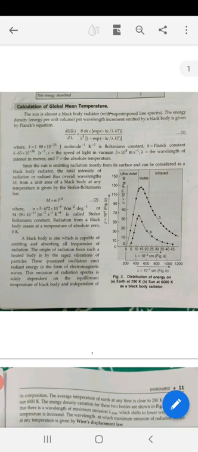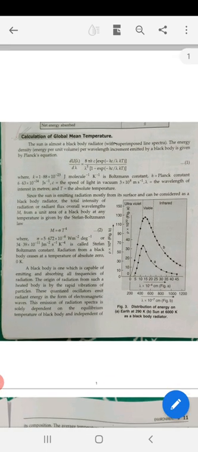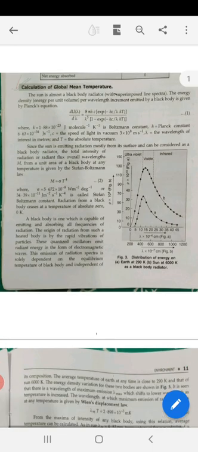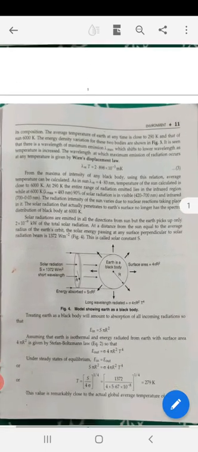A black body is capable of emitting and absorbing all frequencies of radiation. The origin of radiation from such a heated body is given by rapid vibrations of particles. These quantized oscillators emit radiant energy in the form of electromagnetic waves. The emission of radiation spectra is solely dependent on the equilibrium temperature of a black body and independent of its nature.